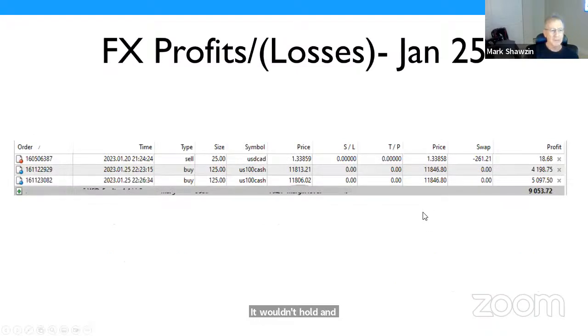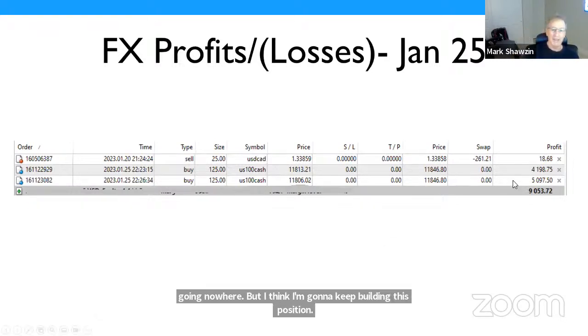And in my FX account, I'm short this Canadian position. I've had it for a while. It's basically flat, it's going nowhere. But I think I'm going to keep building this position. Actually, as dollar Canadian goes higher, I'm going to probably keep selling into that.